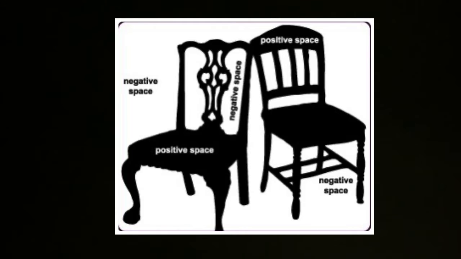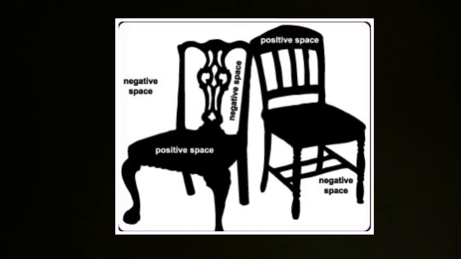Here is another picture with chairs. You can see that the negative space, in this case it's white, is the space around the chairs or inside the gaps in the chairs. The positive space is the actual chair itself.